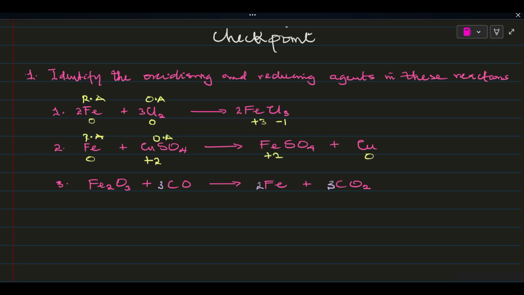For the last question, it is also very easy. We just look at the movement of oxygen. Here we have carbon monoxide, carbon with only one oxygen atom, but here it becomes carbon dioxide. So it means carbon monoxide has gained oxygen. Gaining of oxygen is oxidation. So if you undergo oxidation, it means you are a reducing agent. If you can identify the reducing agent, definitely the other one is going to be the oxidizing agent.